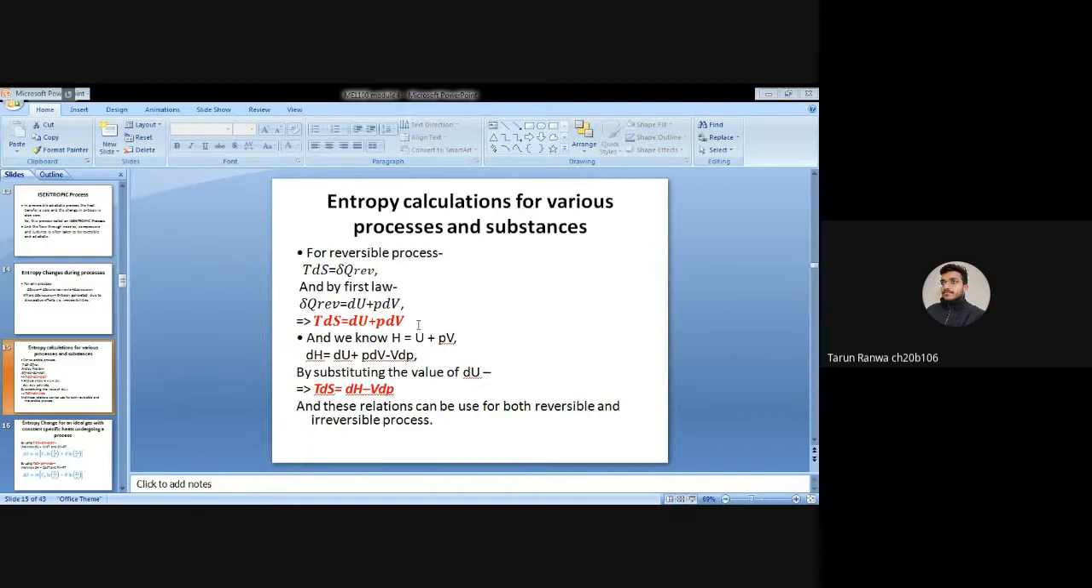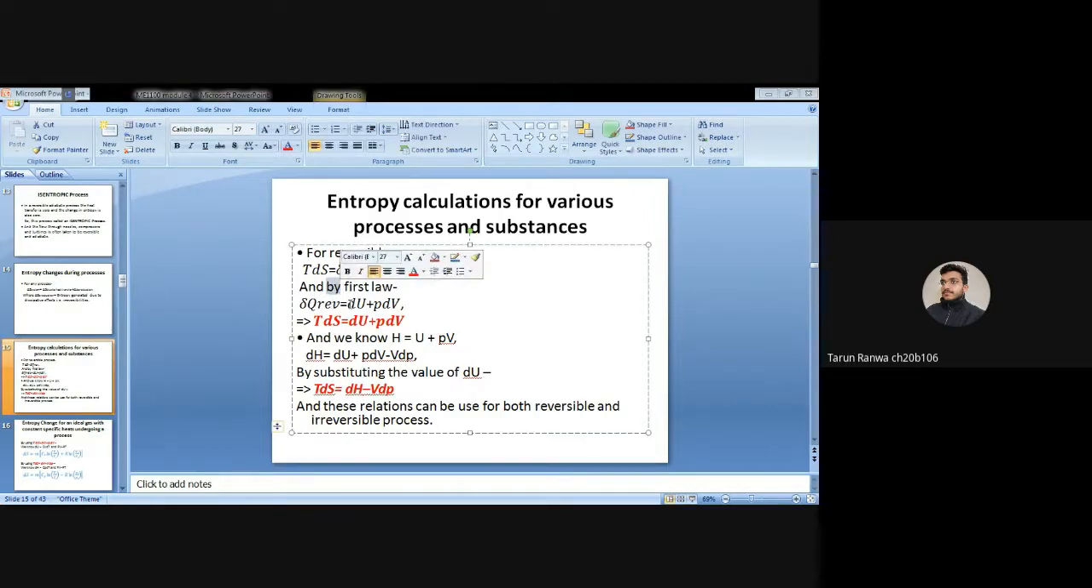So for a reversible process, we can write TdS equals dQ reversible, and by the first law we can write dQ reversible equals dU plus PdV. So replacing dQ reversible by dU plus PdV, we get TdS equals dU plus PdV.